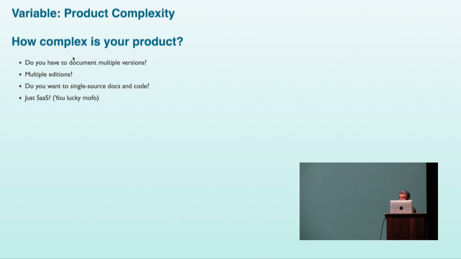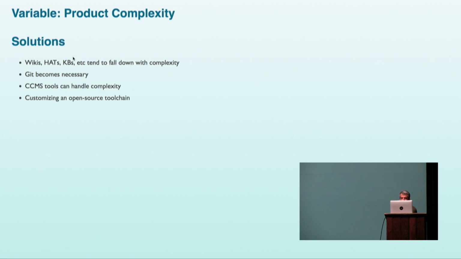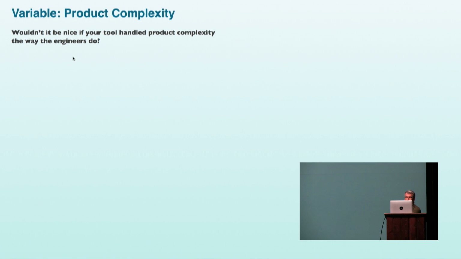The next big thing is how complex is your product? Do you have multiple editions of the product? Do you have multiple versions that you need to maintain docs for simultaneously? Is it just a SaaS product and there's always one version that's the version? If so, you're lucky. A wiki might work for that. So I don't have time. I'm getting the end signal.